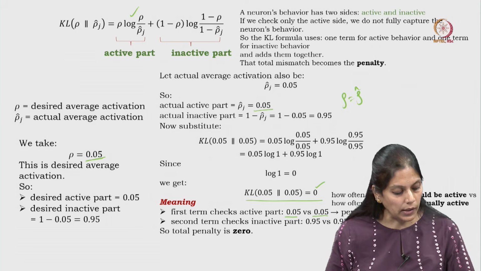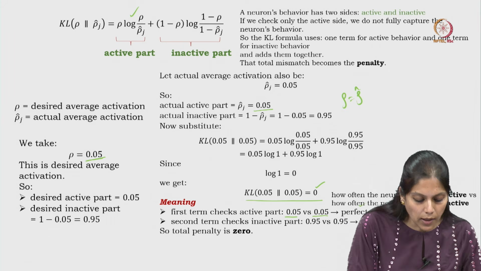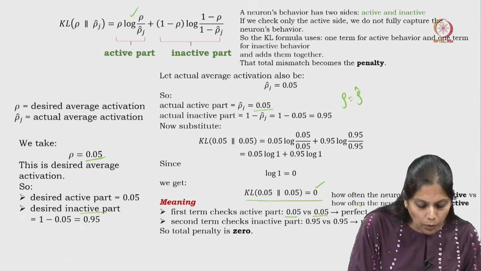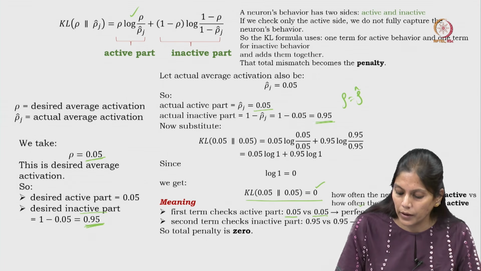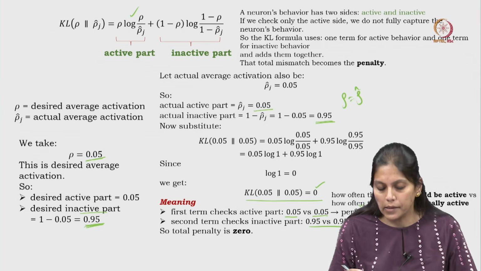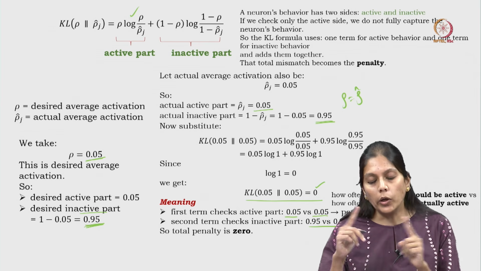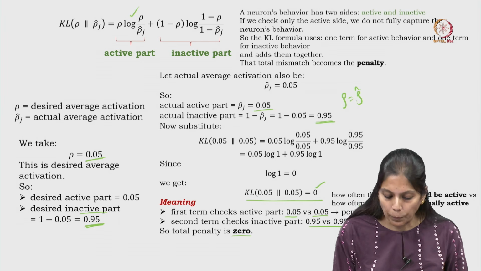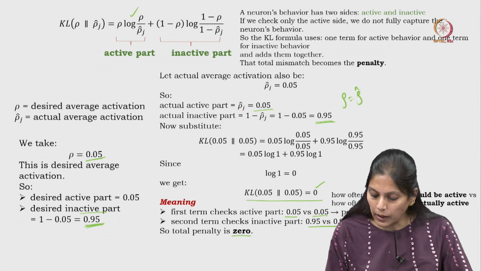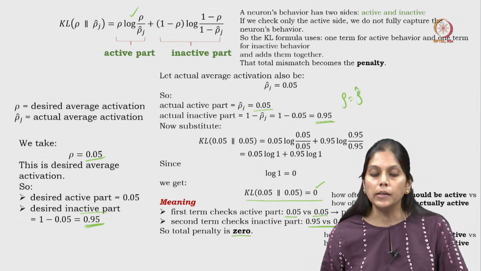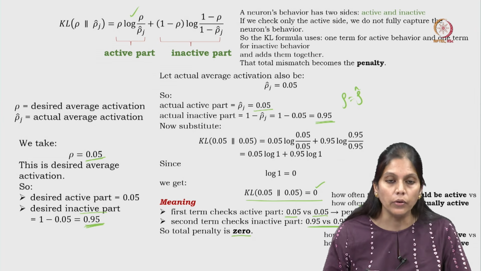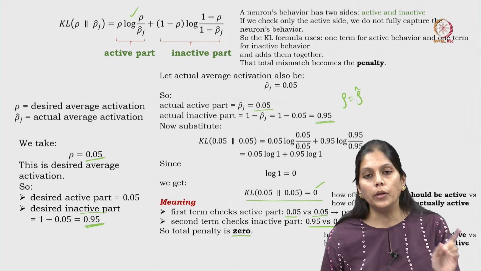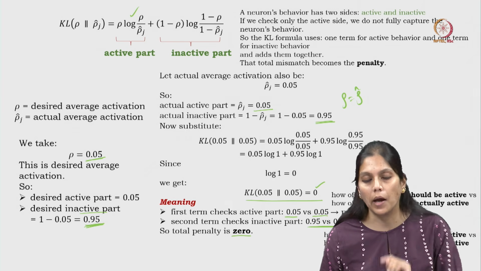Second, what has it checked? The desired inactive is 0.95 and the actual inactive is 0.95. That is also matching because there is a perfect match. When you add the two, the total is 0. So what is this term saying? This term says how often the neuron should be inactive versus how often the neuron is actually inactive.